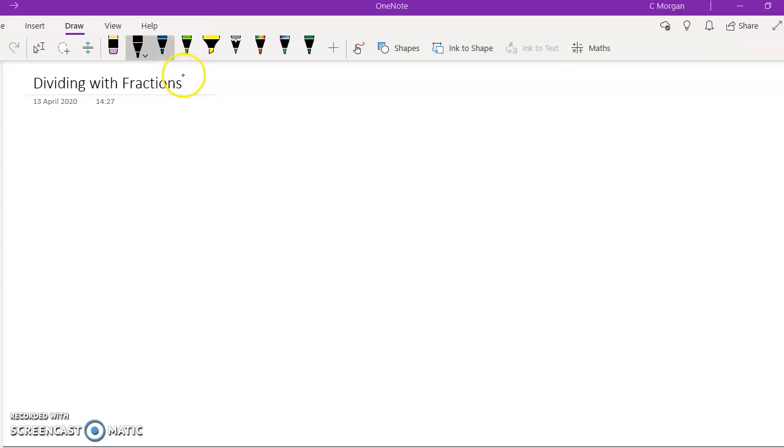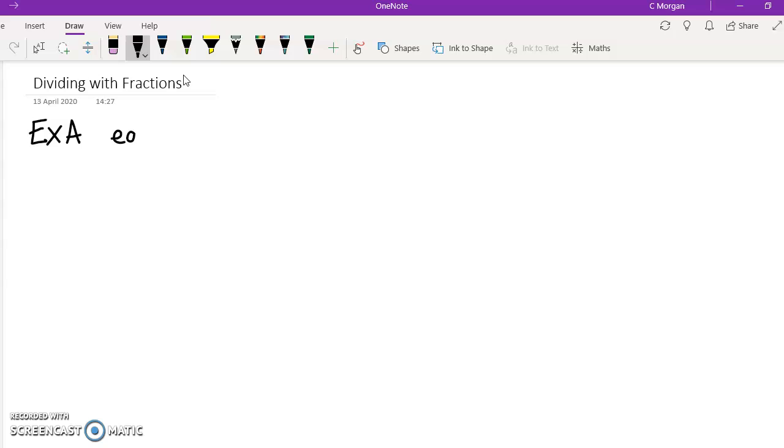Right, hello Year 7. I'm going to talk to you about what division with fractions means, and this is going to accompany exercise A in the worksheet that I'm going to be setting you this week. So what does it mean to divide by a fraction?